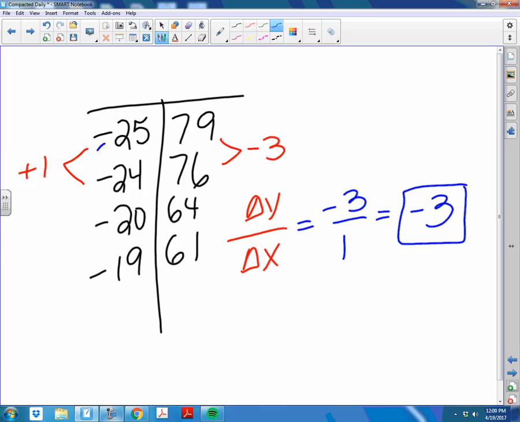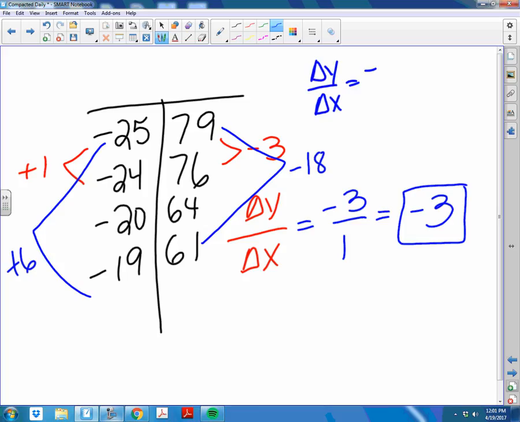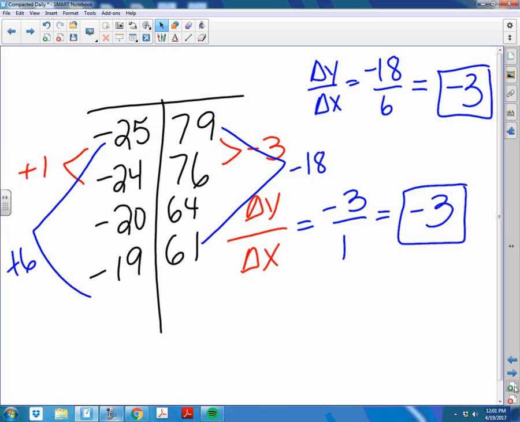Let's try this. How do you get from negative 25 to negative 19 on a number line? You add 6. How do you get from 79 to 61? Minus 18. And if you set up change in y over change in x, you get negative 18 over 6, which is negative 3. Again, because slope is constant. The measure of that slope must always be constant. If you ever get different numbers, then you did something wrong, or it's nonlinear.